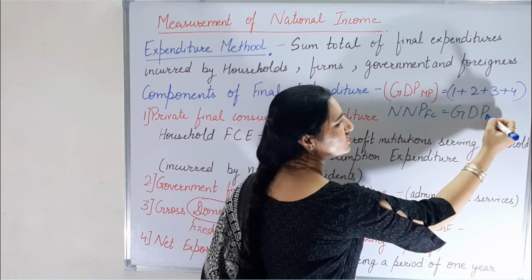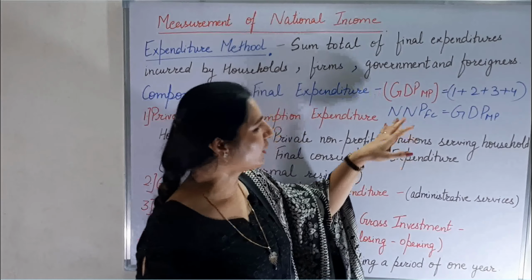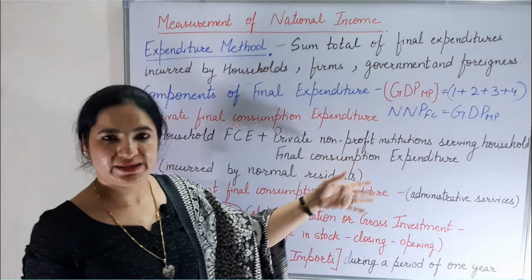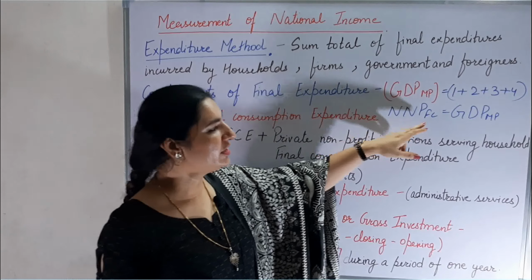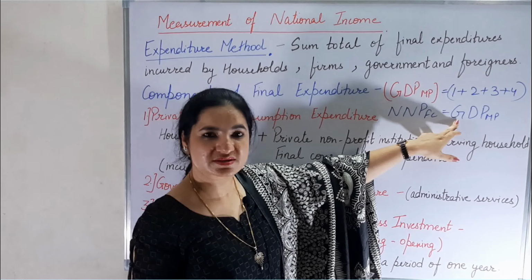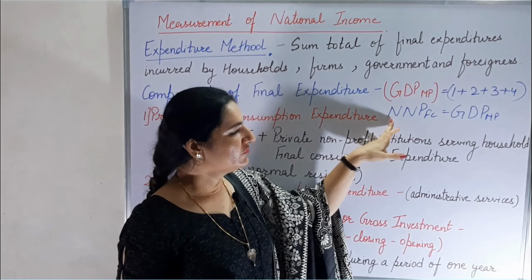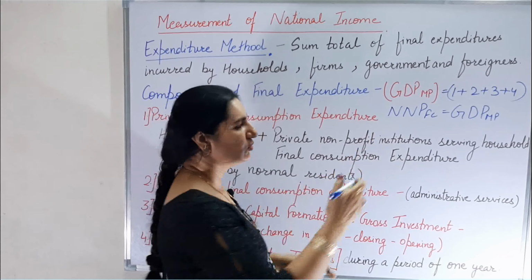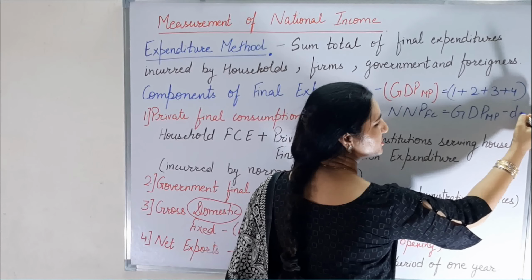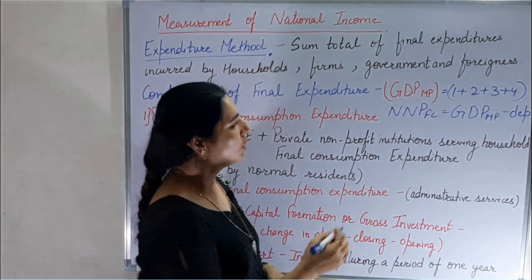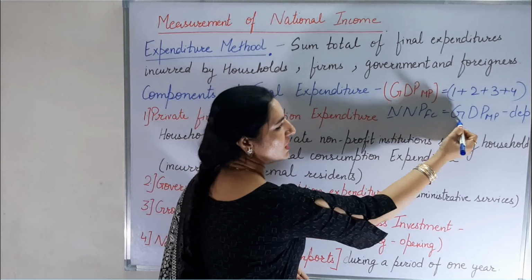So now we have GDP at MP and we are asked to calculate national income or any other aggregate of national income. We need to make adjustments. This is gross. We need to arrive at net. So out of this we will deduct depreciation. Now these two values are the same.